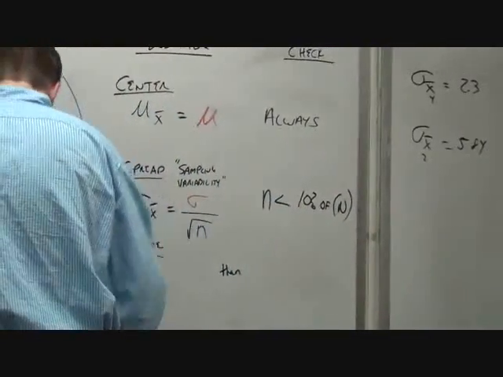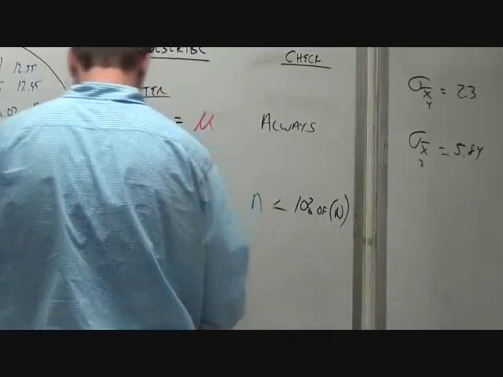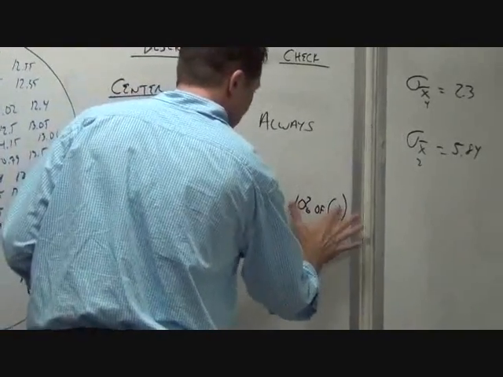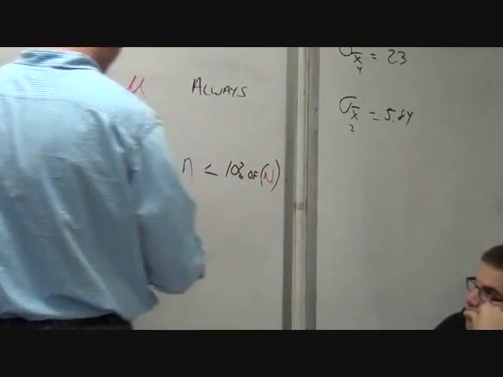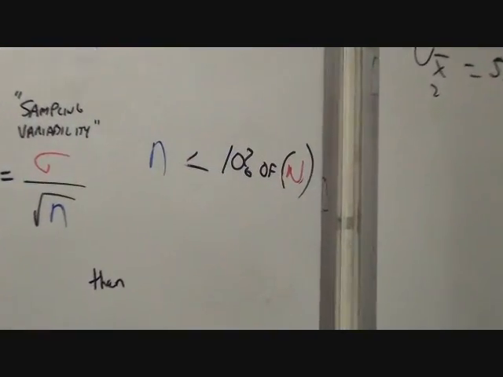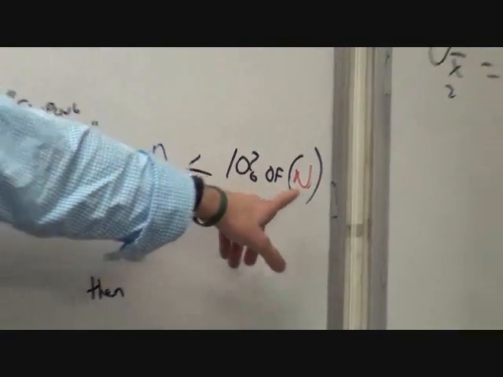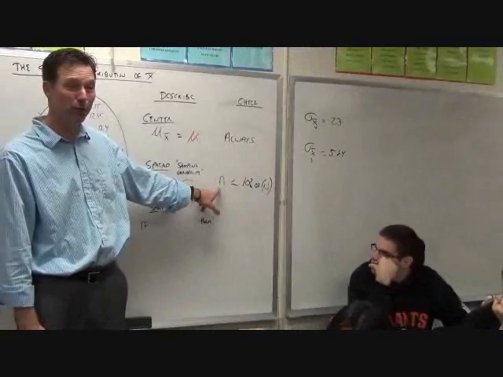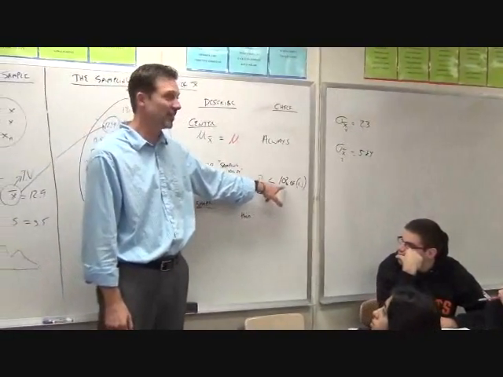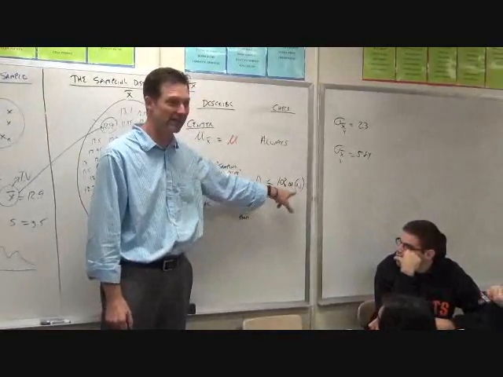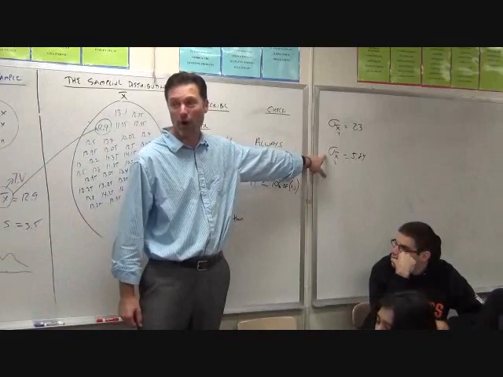Let me get the color coding going here. So our sample size needs to be less than 10% of the population size. So for example, last night, wasn't our population size 10? And didn't we take a sample size of 2? Not going to work, right? 2 isn't less than 10% of 10. 2 isn't less than 1. So that formula didn't work on this problem.